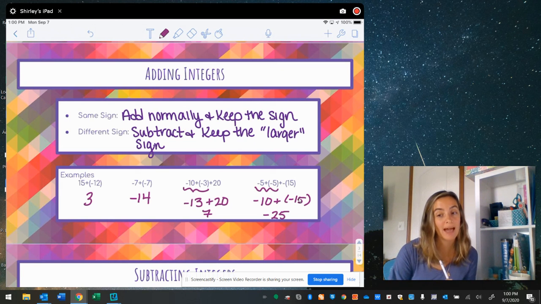So that's your rules for adding integers. Add them normally and keep the sign. Subtract them and keep the larger sign.